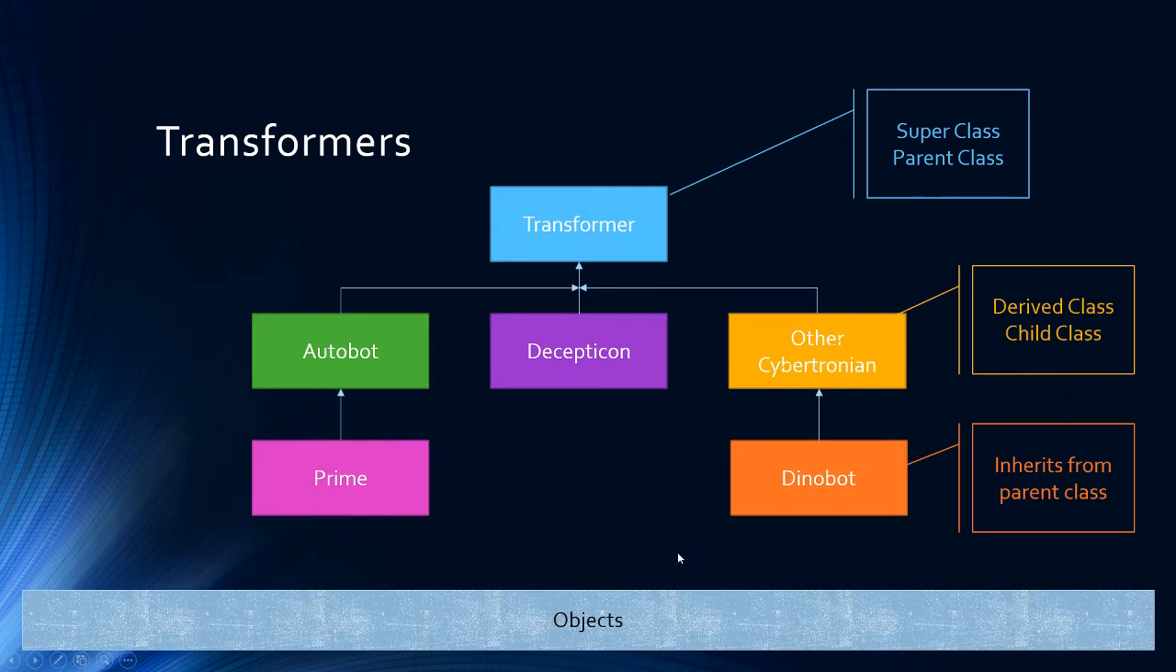So taking that to our Transformers class, our Transformer class would be our superclass or parent class. In C# we'll refer to it as our base class. The Autobot, Decepticon, and other would be our derived classes or child classes. Our next layer down would also be derived and child classes, but they would basically be grandchildren to the Transformer class. Now, if I create an Autobot, that Autobot is going to have access to all its data and methods, and it's going to have access to its base class data and methods.